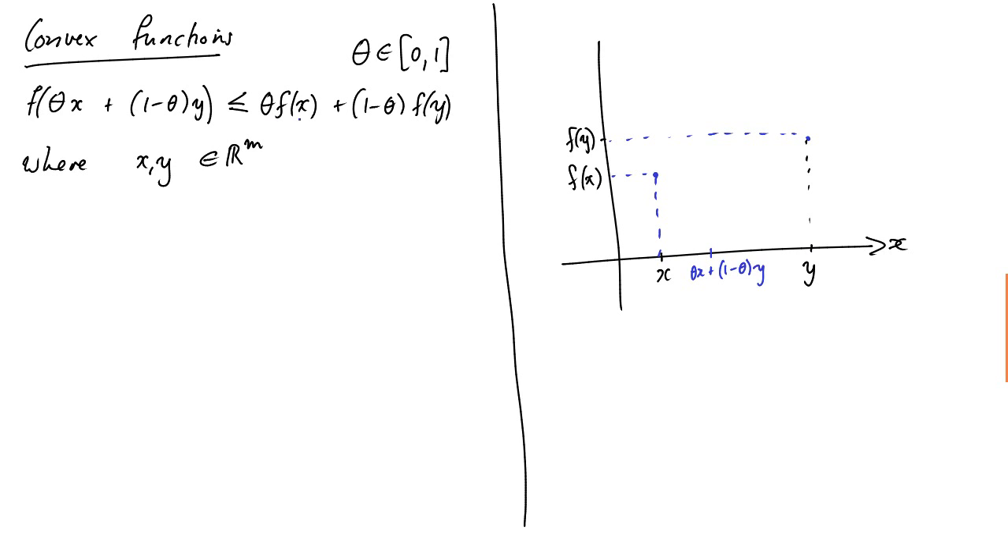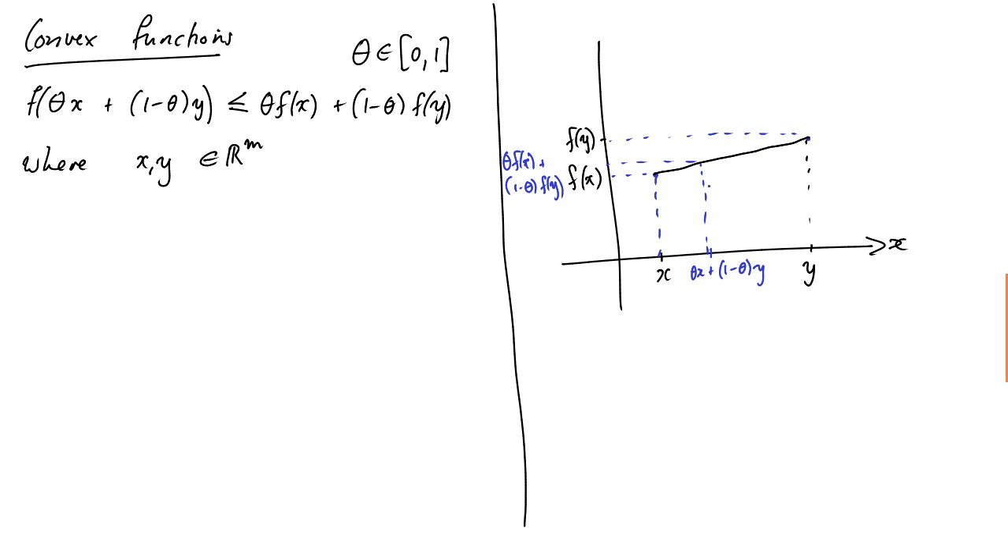Alright, what about this thing here? Theta f of x plus 1 minus theta f of y. That's the same kind of argument. So that's also a convex combination of f of x and f of y. And the set of all these points with theta between 0 and 1 gives us the line between f of x and f of y. So put together, what this says is that if I draw this line, okay, there's theta x plus 1 minus theta y here. The corresponding point here would be theta f of x plus 1 minus theta f of y.